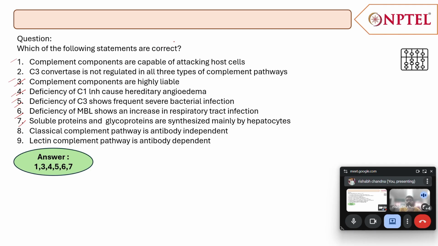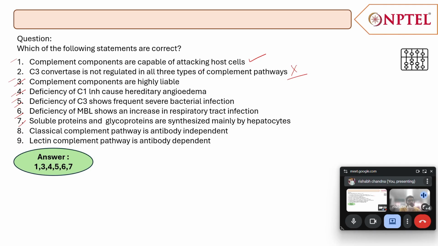The complement components are capable of attacking host cells also. Yes, this is correct. Then, C3 convertase is not regulated in all three types of complement pathways. No, this is false. It is always regulated. That's why it will not attack its own cells.